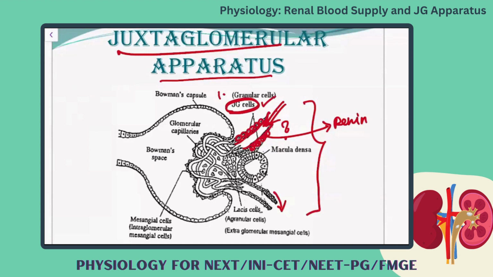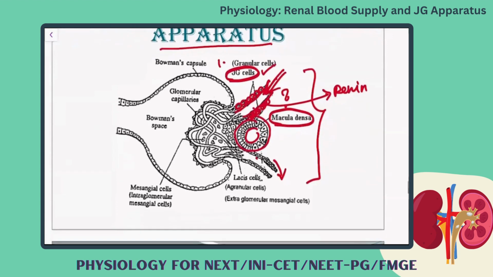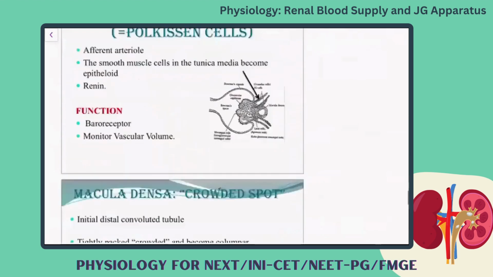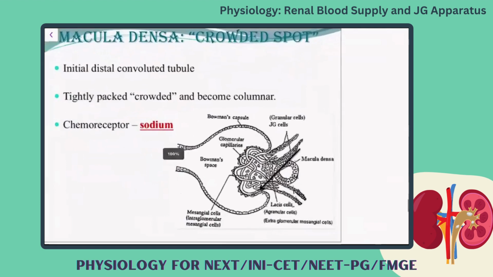It is in the afferent arterioles. And next, coming to another category, you call it the macula densa. This macula densa is an aggregation of cells which is present in between the afferent and the efferent arterioles. And the third category of cells is behind the macula densa, crowded over here. They are called Lacis cells. They are also called extraglomerular mesangial cells. Okay, clear? So this is the arrangement of the juxtaglomerular apparatus.